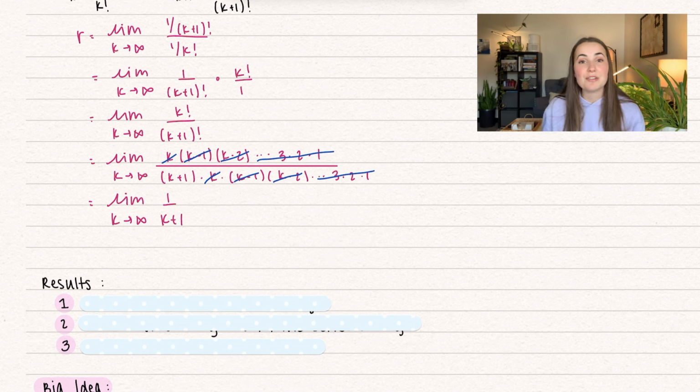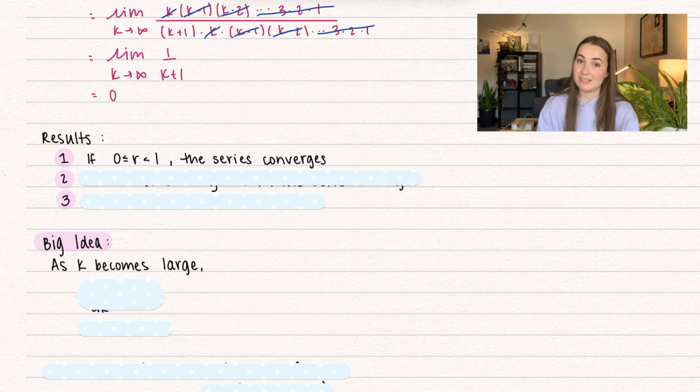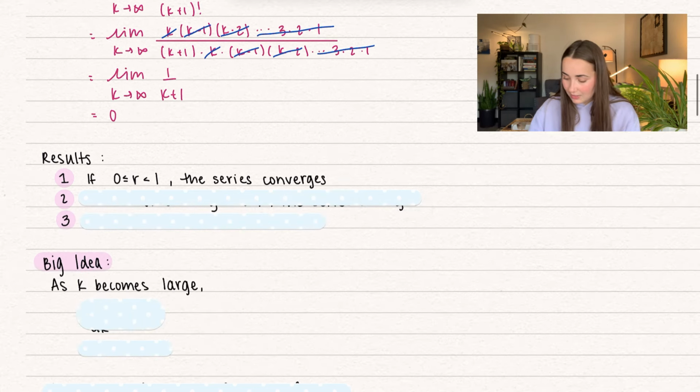Now that we have it simplified, we can actually evaluate the limit. So naturally, as the denominator goes to infinity, this whole thing is going to approach 0. So let's go ahead and talk about the results, because what does this actually mean? When r is between 0, and it can equal 0, and 1, then the series is going to converge. So for our ratio test, since our ratio is equal to 0, that tells us that our series is going to converge.